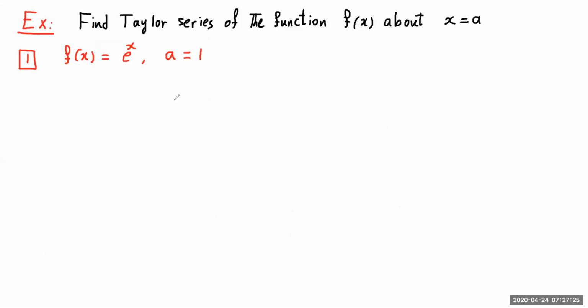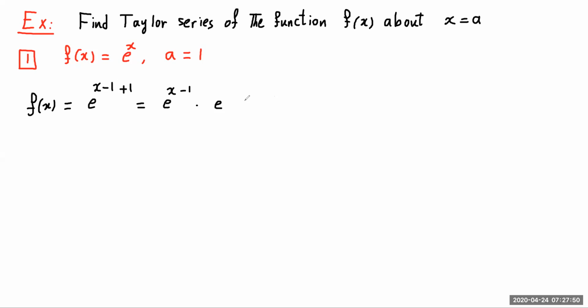Now, new exercise. Find the Taylor series of the function f(x) about the number a. The first function, e power x, about 1. So let's write the function f(x), which is e power x. Let's write x minus 1 plus 1. It's e power x minus 1 times e.